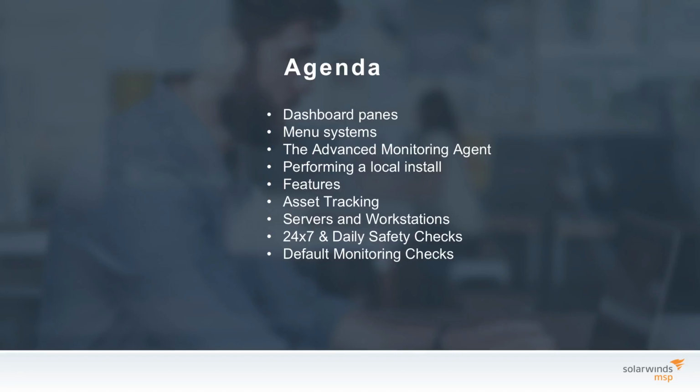We're going to have a look at servers and workstations. So we treat them differently in the dashboard. So we're going to have a look at what the differences are there. 24/7 and daily safety checks. So this is essentially our monitoring, and we're going to have a look at the standardized checks that we do have in there. So these are what we call our default monitoring checks. These are the checks that basically get installed as soon as you install the agent. So if you just do a basic install and leave everything at the default settings, we're going to have a look at what default checks are going to be added in there.